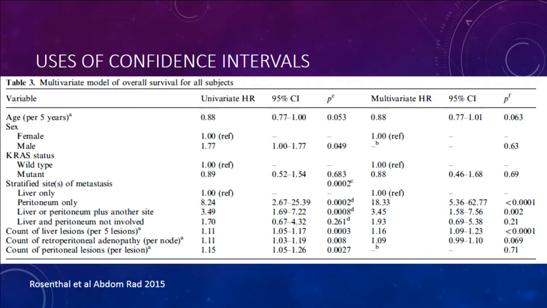So I'm going to go through several examples of the depiction of confidence intervals in real data tables. So this is from a study that I did looking at features that predicted overall survival in patients with metastatic colorectal cancer. So for each of these values, there's a univariate hazard ratio, which is without adjustment, and we provide confidence intervals, and then a multivariate hazard ratio.